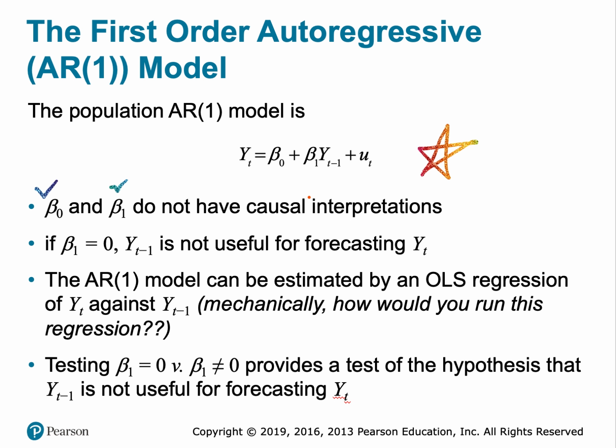The AR1 model can be estimated by an OLS regression of yt against yt minus 1. So mechanically, how would you run this regression? You would need to generate a new variable that is the lagged values. And in this data tutorial, we're going to talk about how to do that. Testing the null hypothesis that beta 1 is equal to 0 against the alternative provides a test of the hypothesis that yt minus 1 is not useful for forecasting yt, and our usual test statistics will be used to test this hypothesis.